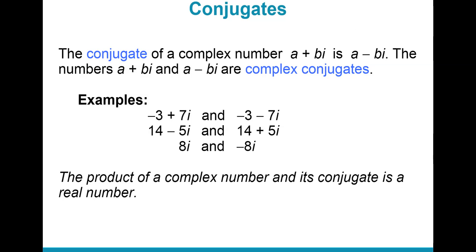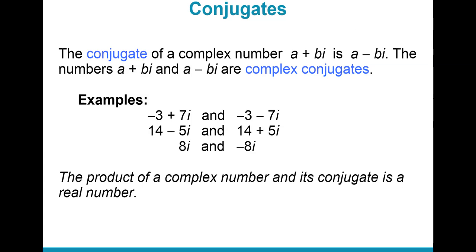So examples of this are, if you look here, you have negative 3 plus 7i. The conjugate of that would be negative 3 minus 7i. If it was 14 minus 5i, the conjugate would be 14 plus 5i. And if it was just the bi portion, like 8i, the conjugate would be negative 8i.